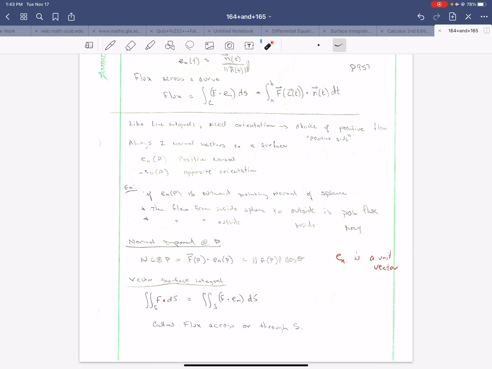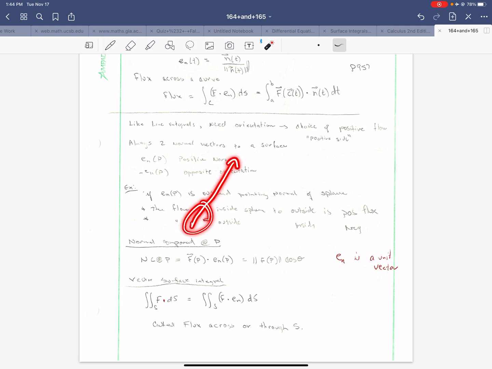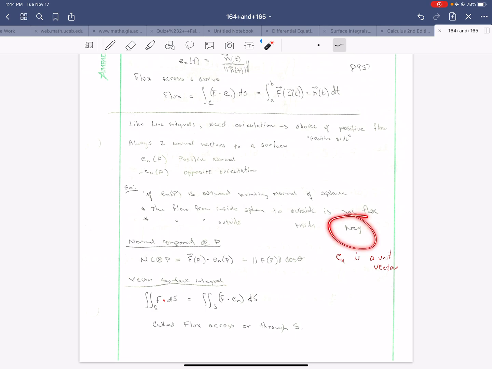If E sub n is an outward pointing normal of, say, some sphere, then the flow rate from inside the sphere to outside is positive flux, which they usually call a source. A sphere is a perfectly fine surface, and if you had an outward normal on that surface and a vector field flowing out, it would be positive because you're flowing in the positive direction from the inside out. If the flow rate is from the outside of the sphere to the inside, again with an outward pointing normal, but now the flow is coming in, it's sort of like doing negative work. And so that is negative flux.